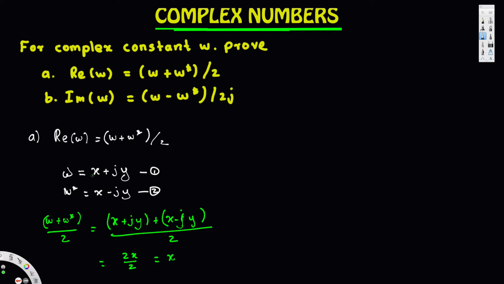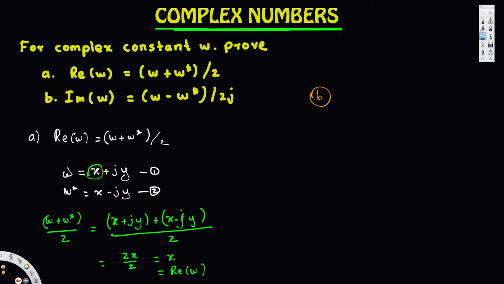X is the real part of w, right? X is the real part of w, so we proved this one. So we can say this is equal to the real part of w. Now let's go to the b part.